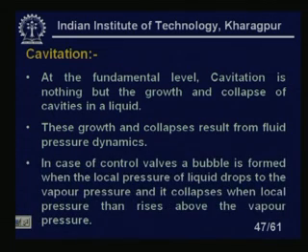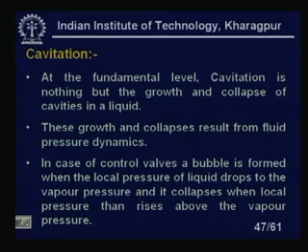In case of control valves, a bubble is formed when the local pressure of the liquid drops to the vapor pressure. When will the bubble be formed? When the local pressure of the liquid drops to the vapor pressure, because at the outlet of the valve, just when it crosses the seat of the valve, the pressure will drop there.